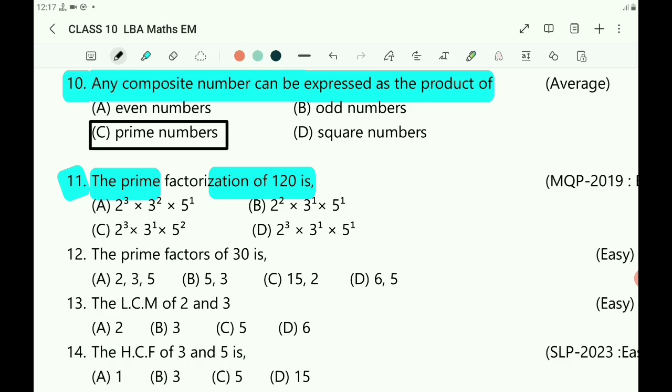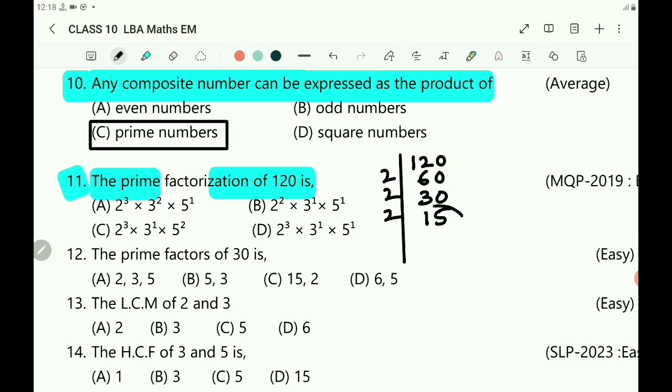So factorize it first directly. 120. You know that the unit place is 0, and if you try to divide it by 2, it is divisible by 2. The first prime number is 2. So you divide it by 2: 2 6s are 12, 0. Again the unit digit is 0. It is divisible by 2. Divide it by 2. 2 30. Again the unit digit is 0. Divisible by 2. Divide it by 2.